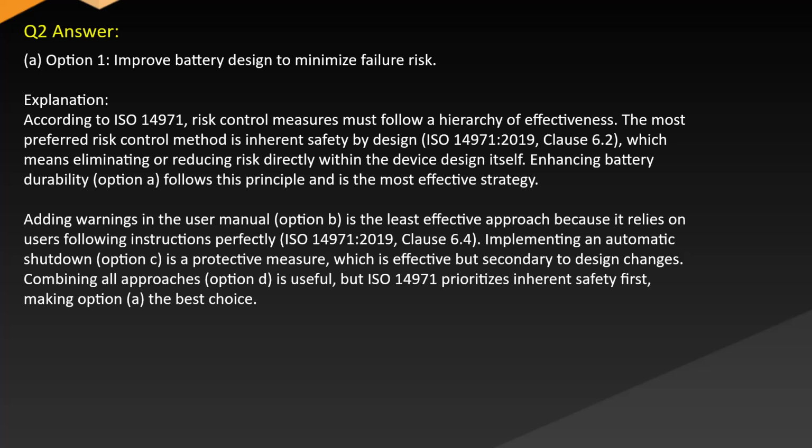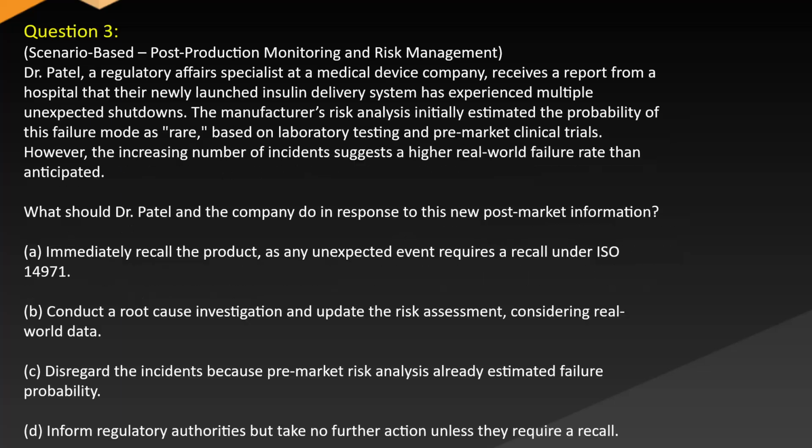Adding warnings in the user manual, option B, is the least effective approach because it relies on users following instructions perfectly. ISO 14971:2019 Clause 6.4. Implementing an automatic shutdown, option C, is a protective measure which is effective but secondary to design changes. Combining all approaches, option D, is useful, but ISO 14971 prioritizes inherent safety first, making option A the best choice.